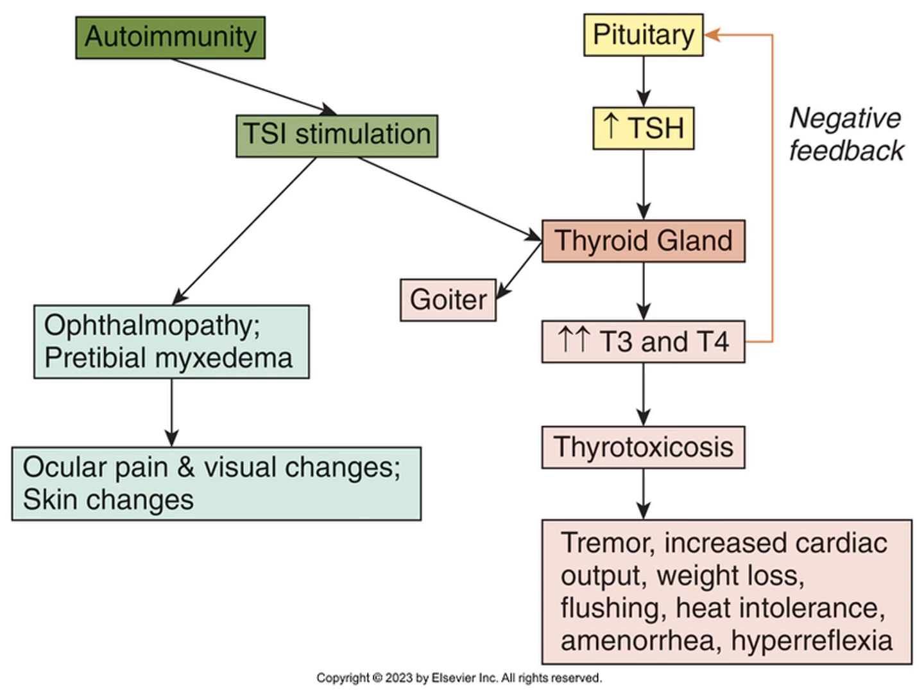It begins with autoimmune activation, where the immune system produces thyroid-stimulating immunoglobulins. These antibodies mimic TSH and overstimulate the thyroid gland, leading to overproduction of T3 and T4 hormones. The thyroid gland may enlarge, forming a goiter.